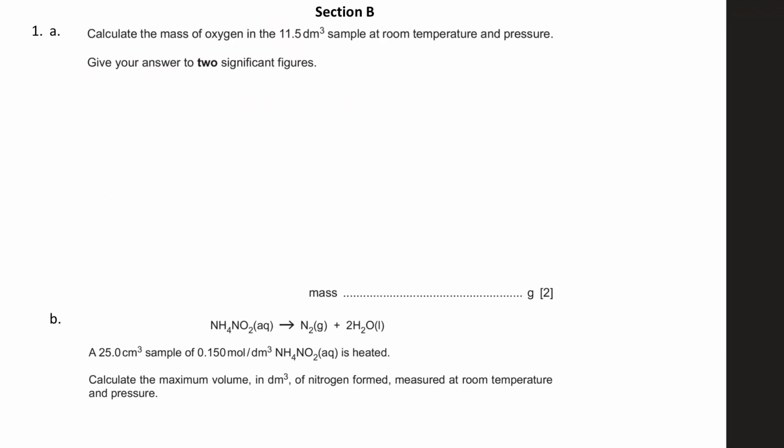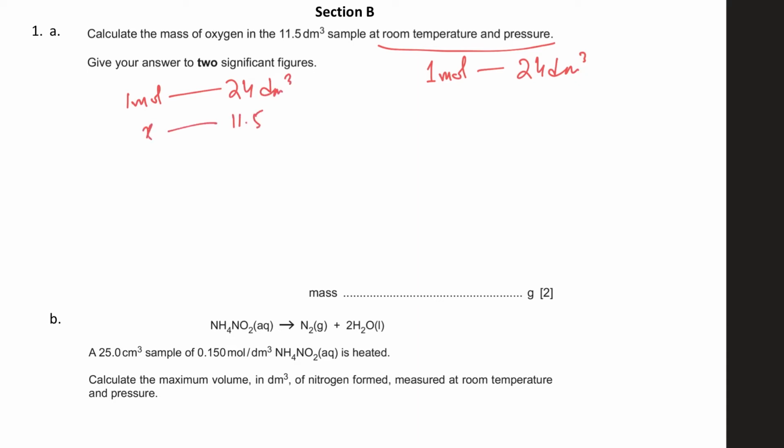Calculate the mass of oxygen in 11.5 dm cube sample at room temperature and pressure. So at room temperature and pressure, we know that 1 mole of any gas is going to take 24 dm cube. So let me just use the mole ratio to figure out how many moles I have of this thing. So 1 mole takes 24 dm cube, so 11.5 dm cube will be for x moles. When I cross multiply, I get x equals 11.5 divided by 24, which comes out to be 0.479 moles.